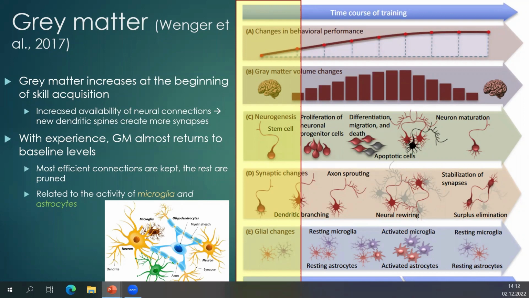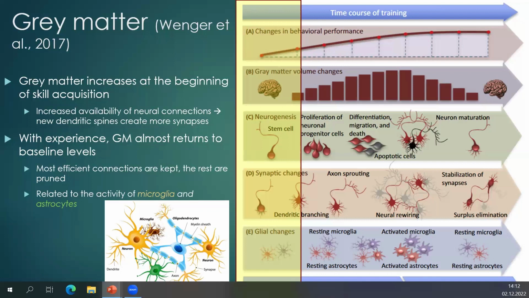So this is what you get at the beginning of acquisition, and then your behavior improves, the gray matter volume increases as well, and then you have some microstructural properties, which I won't cover in too much detail now, happening under the hood, right? So you have activation of glial cells, and you have this creation of new dendrites and synapses. So we're talking about this increased connectivity, right?